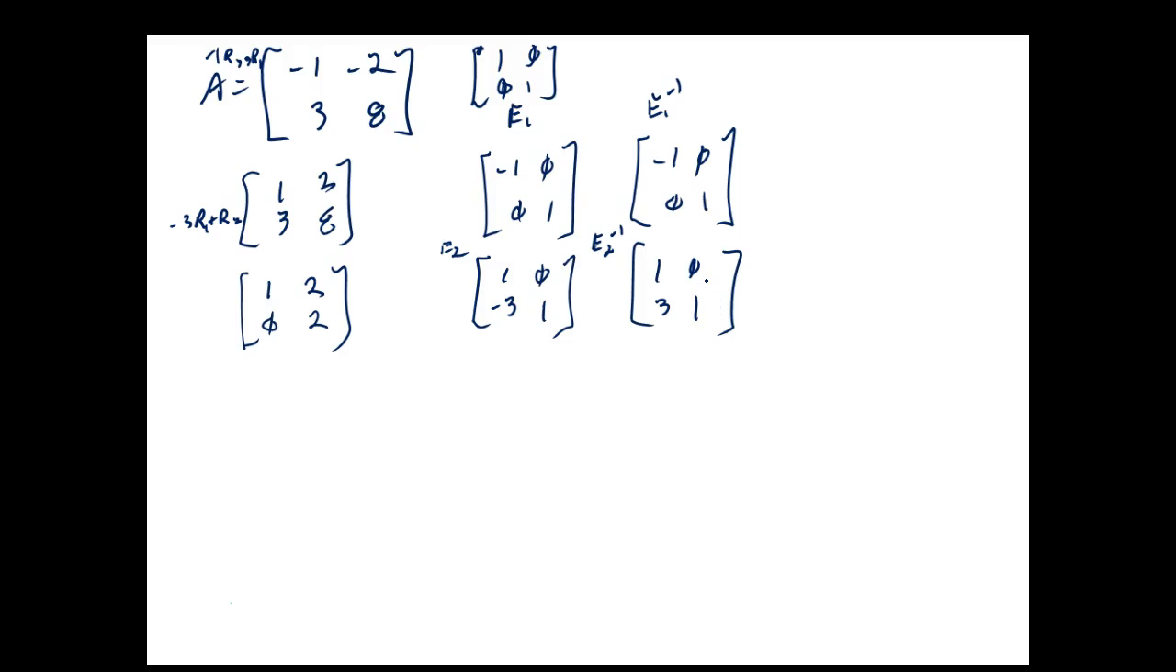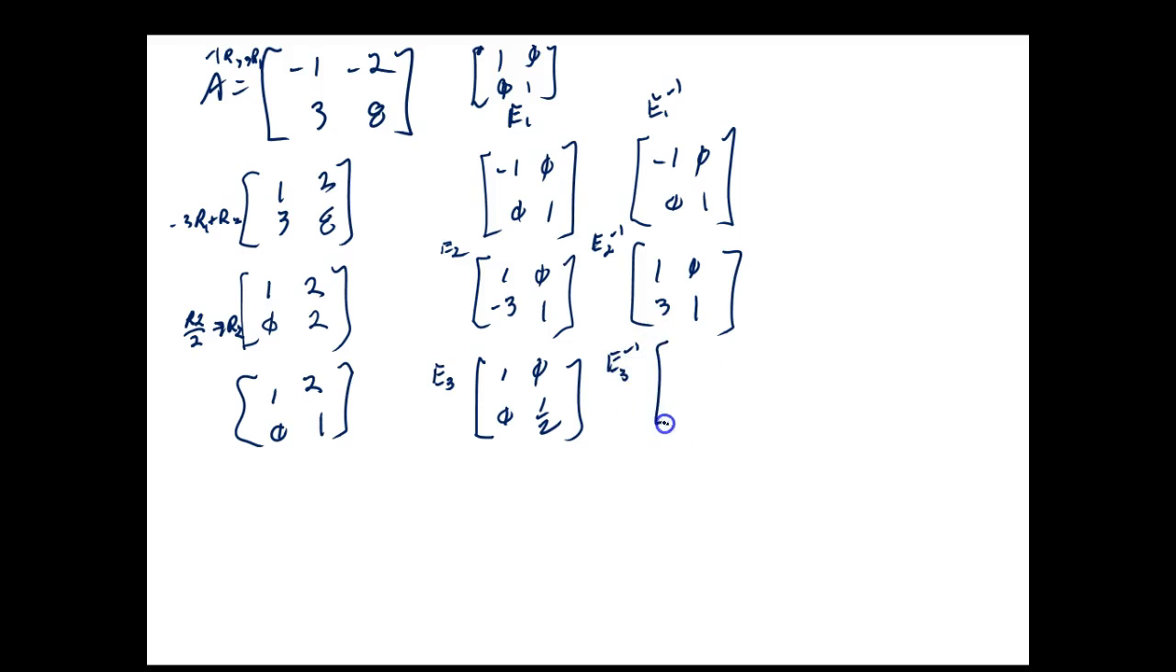What now? Divide row 2 by 2, it doesn't matter. It's a new row 2. So this becomes 1, 2, 0, 1. What's the elementary matrix that does that? 0, 1 half. And what's the inverse of that one? 1, 0, 0, 2.